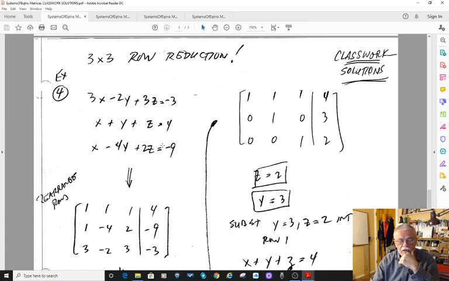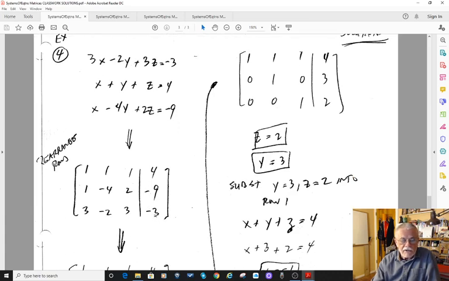And since we want to start with a 1 in the upper left-hand corner, I can choose either one of these and change the order. So what I did is I put this equation on top. That's the rule that you're allowed to interchange rows. If I'm moving the equations around, I'm not doing anything, I'm still going to get the same solutions, right? So I put 1, 1, 1, 4 on top, and I put the 1, negative 4, 2, negative 9, which is from this equation, second, and this guy I put third.